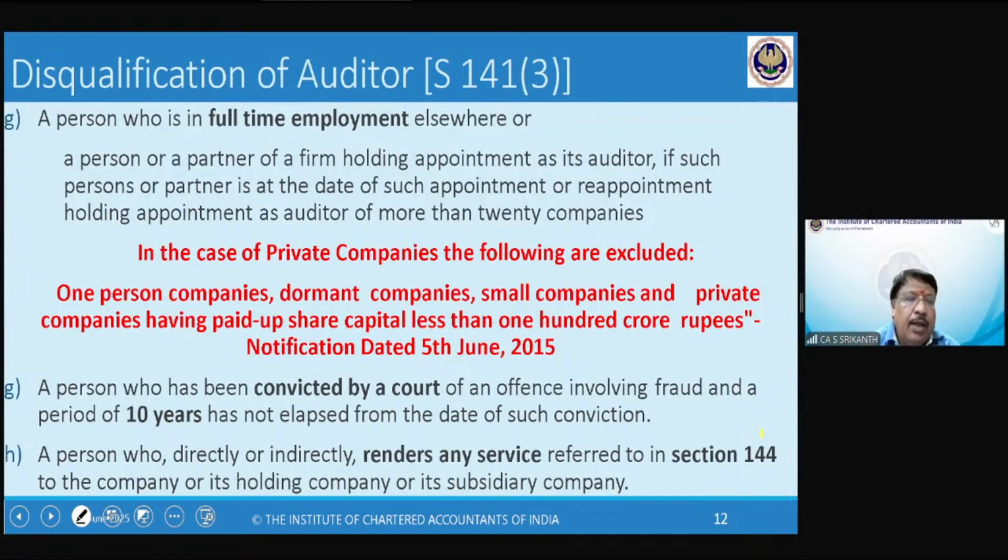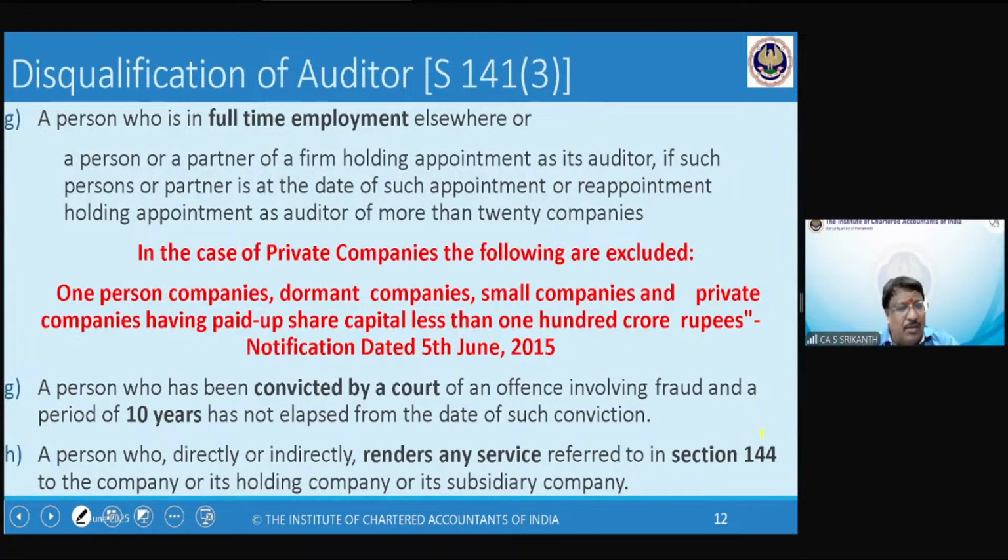Okay, so a person who has been convicted by a court of an offense involving fraud, and a period of 10 years has not elapsed from the date of such conviction. Okay, think about it. Fraud, chartered accountant. My God. Seriously, friends, it's not worth it. You want to become a member of our institute? Please, highest level of ethics, highest level of moral standards.